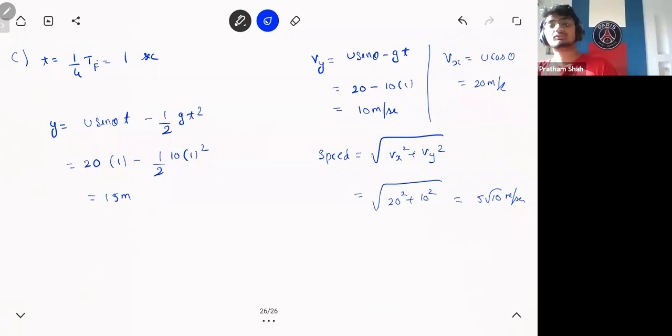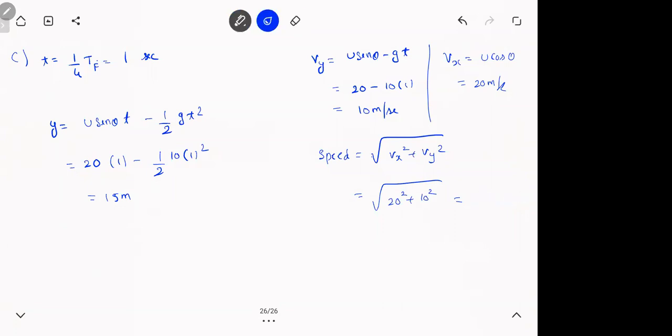So 10 root 5, no? I'm just checking whether someone is seeing or not. Root 500, 10 root 5.